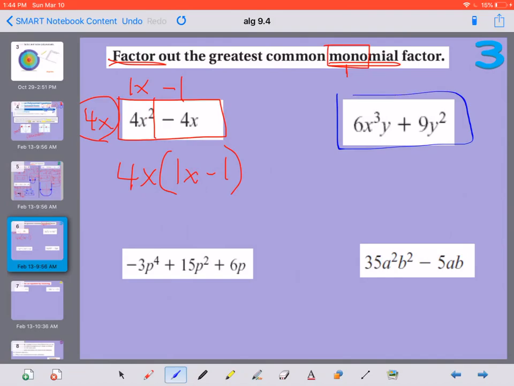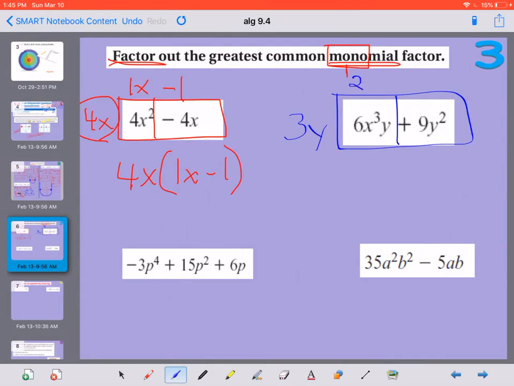Here, if we were going to factor this out, I see a 6 and a 9. The greatest common thing between those two would be a 3. I see an x in the first one, but no x in the second one. But I do see a y in both of them. So I'm going to take y out of both of our terms here. Now what do I multiply 3 by to get to 6? Well, I multiply it by 2.